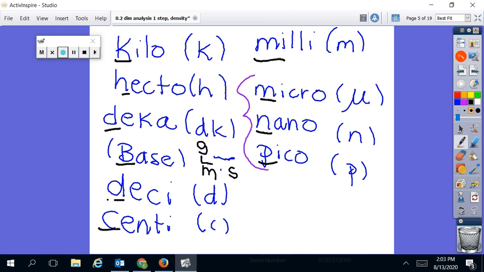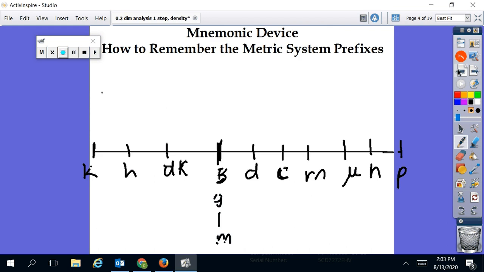Okay, and we're not going to worry about seconds right now. We just have grams, liters. Okay, so let's go back. Now that you've written it down, let's go back to our number line. You can see the shorthand for the prefixes: kilo, hecta, deca, base unit, deci, centi, milli, micro, nano, pico.